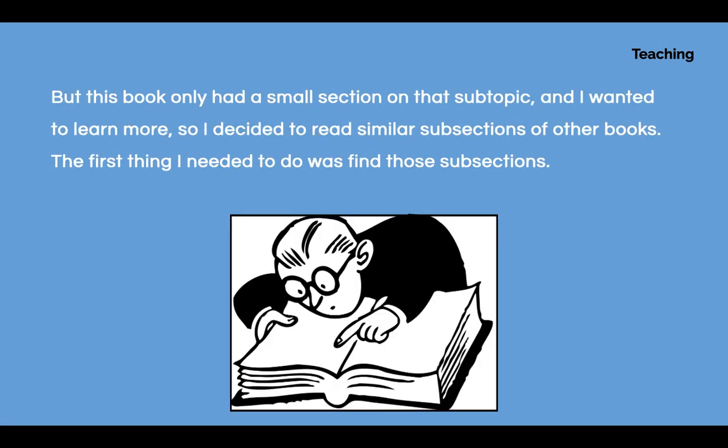But this book only had a small section of information on that subtopic, and I wanted to learn more. So I decided to read similar, smaller sections of other books, and the first thing I needed to do was to find those subsections, because I didn't want to read a whole book, but I could skim the table of contents to find just one section that was important to what I wanted to find out.